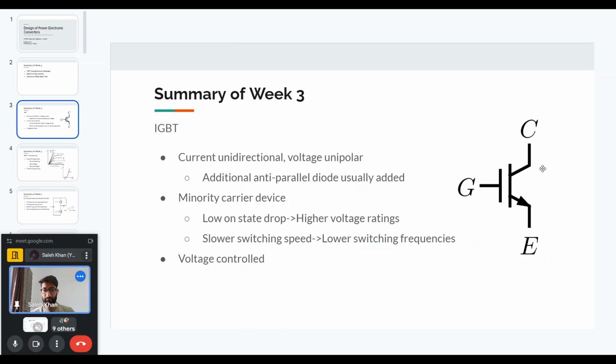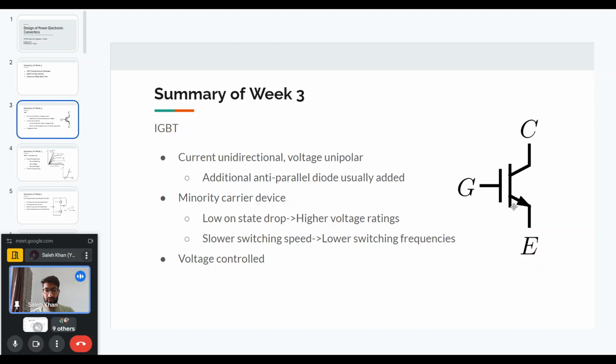So that is why if it is used in a circuit where you want bidirectional current flow, like an H-bridge circuit or a voltage source inverter, what is usually done is an anti-parallel diode is added to the IGBT. But for the MOSFET, there is an inherent body diode, as well as the channel of the MOSFET can conduct in the negative direction if you provide a gate supply. But both the IGBT and the MOSFET are voltage unipolar devices.